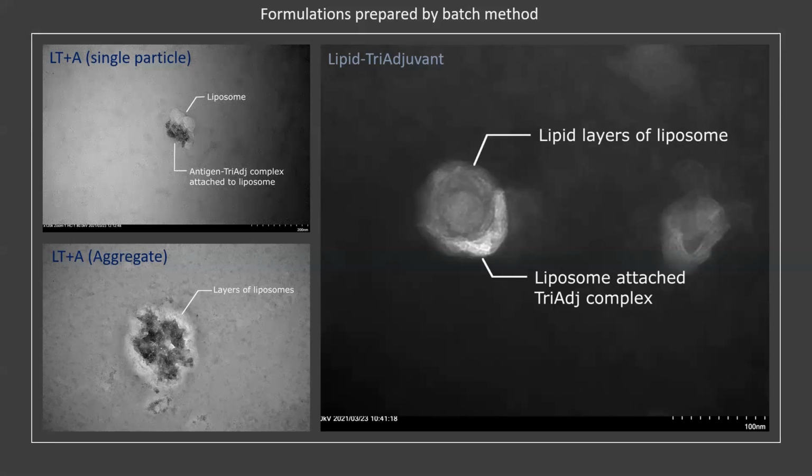When antigens are added to the lipid triadjuvant formulation to prepare the LT+A vaccine particle, the antigens start attaching on the surface of the lipid triadjuvant particles and eventually form aggregates and sediment. In the TEM image, on the upper left side, we can see an individual LT+A vaccine particle where the antigen triadjuvant complex is attached on the surface of the liposome, and the aggregates of the LT+A vaccine particle can be seen on the lower left side of the slide, where lipid layers are clearly visible on the outer side of the aggregate.